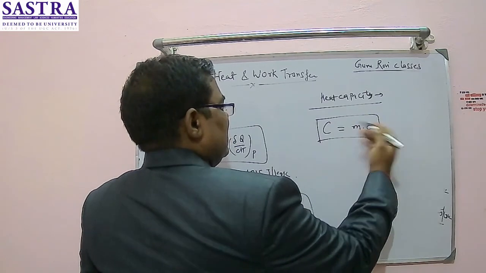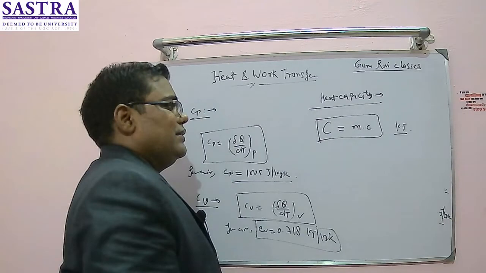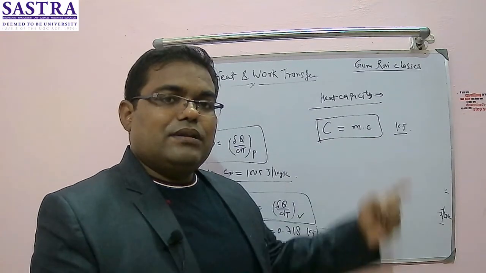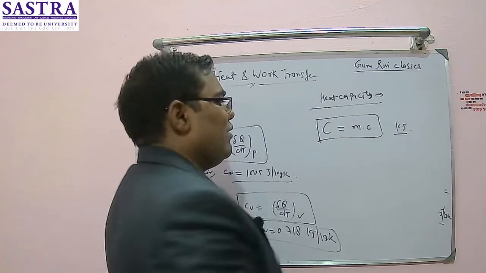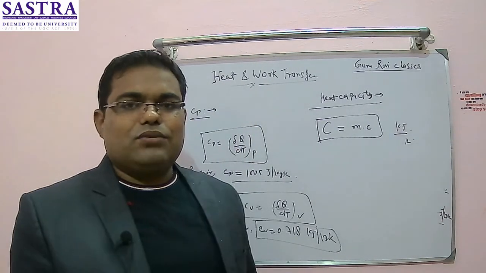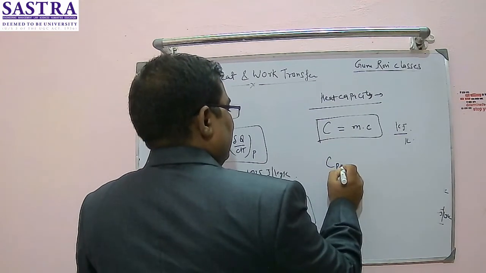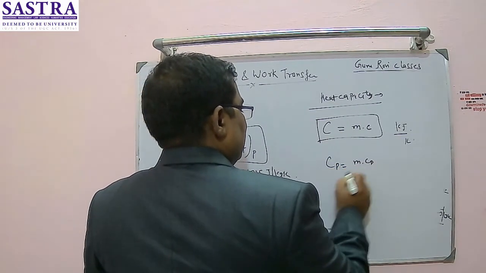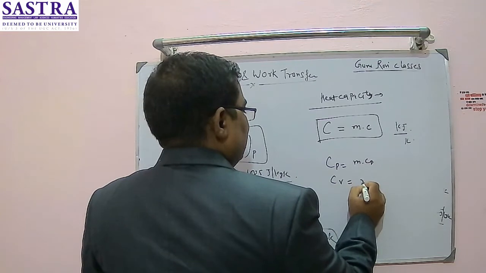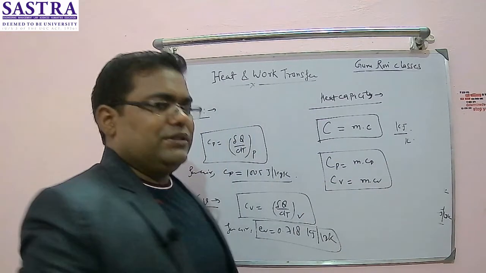So when I'm writing the heat capacity, the unit will be kilojoule per Kelvin, kilogram cancels. Or similarly, capital Cp can be defined as m into Cp, and capital Cv is m into Cv. So like that we can define the heat capacity.